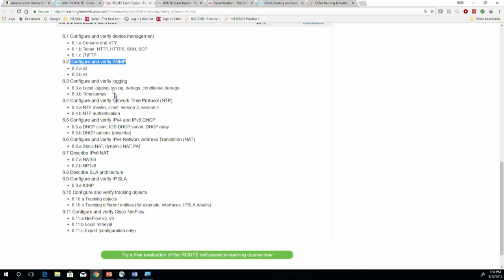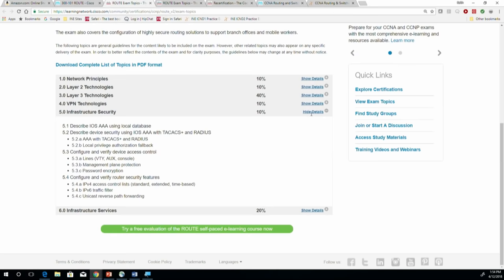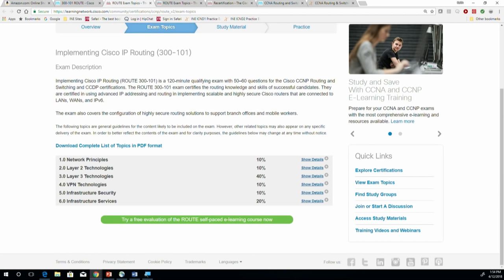Same thing with NetFlow here, right? In order to configure and verify NetFlow, you'd actually have to have a NetFlow collector to collect the statistics and see if you did it correctly. But I would definitely recommend that in addition to practicing routing, you spend a good amount of time on infrastructure security and infrastructure services. You will be surprised at how many questions in those two categories you will see.